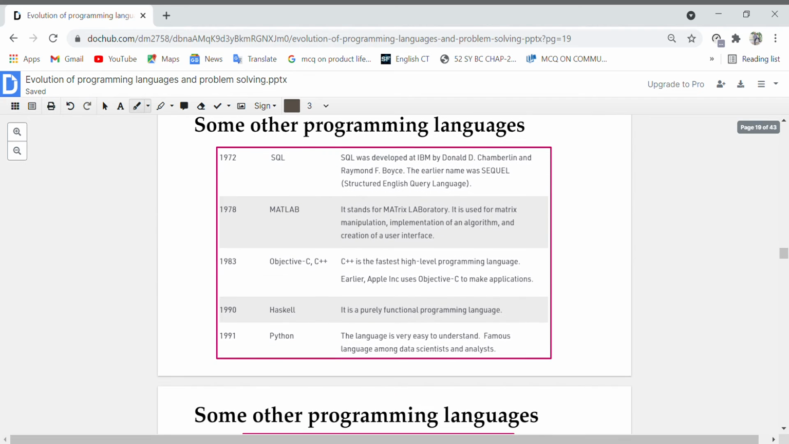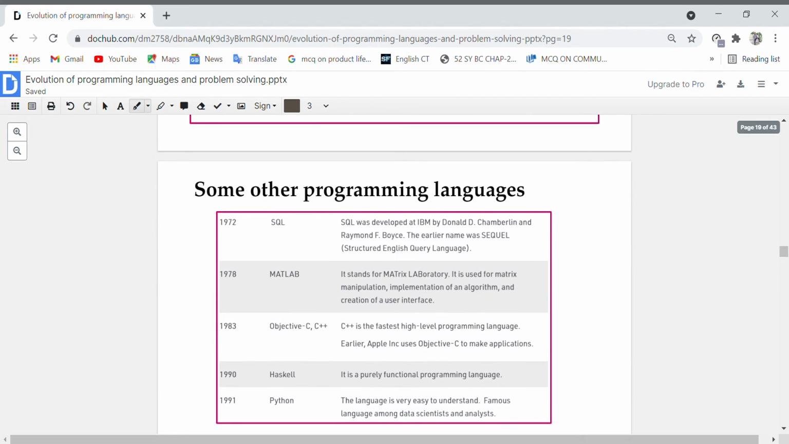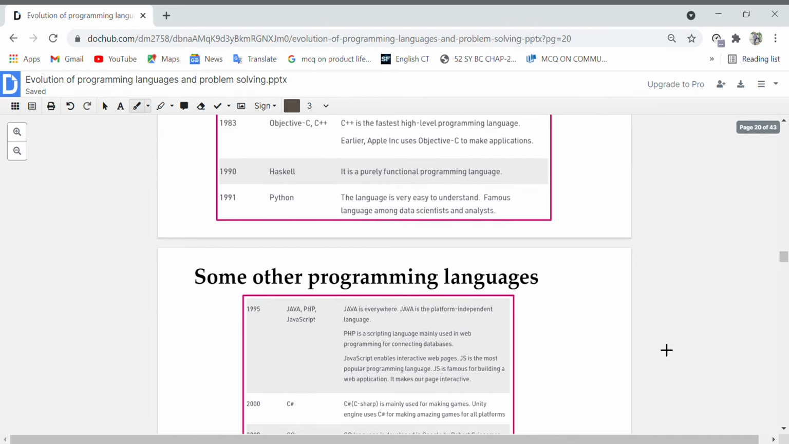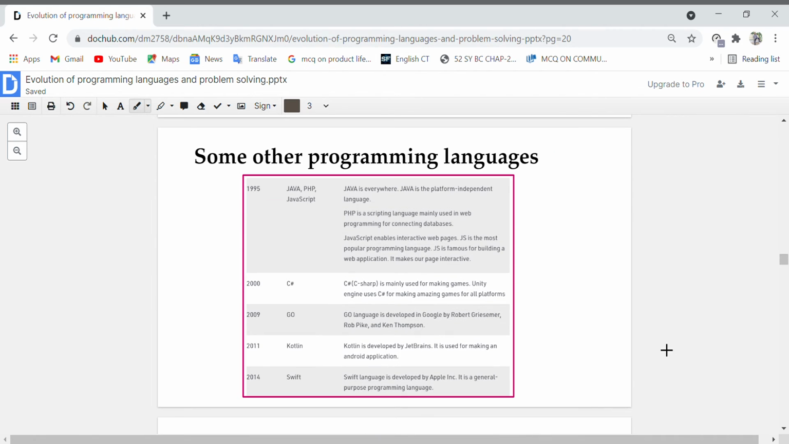So then you can take a screenshot of some other programming languages. Here also you can take a screenshot of some others: Kotlin, Swift, Go, C Sharp, Java, PHP, JavaScript.